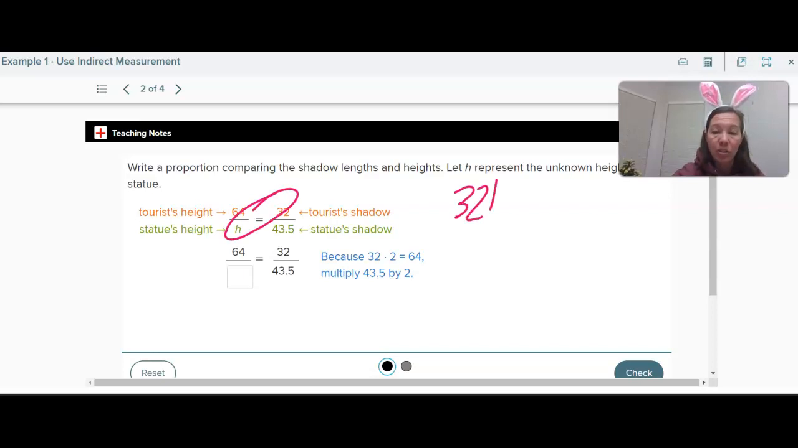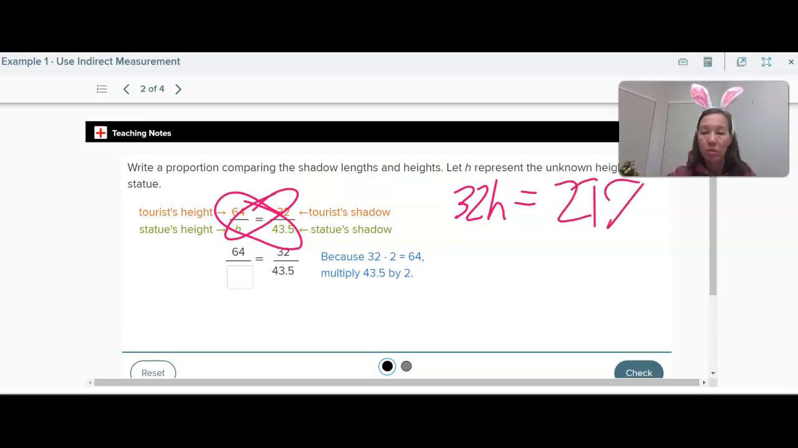So 32h equals 64 times 43 times 5. I think it's a little easier, especially when the values aren't exact, to solve it this way than having to figure out what you have to multiply by. This is 2784. Okay, 2784 is what that equals.